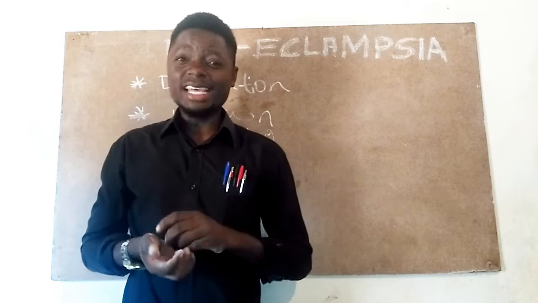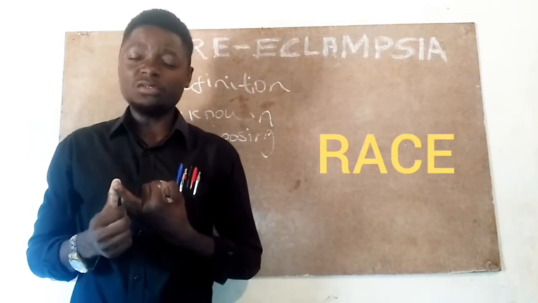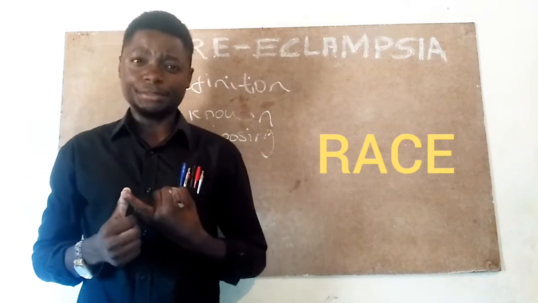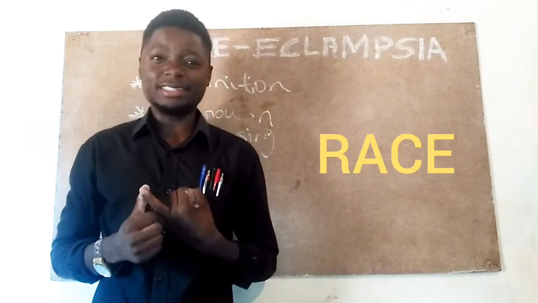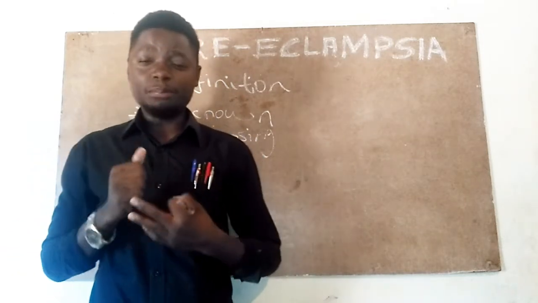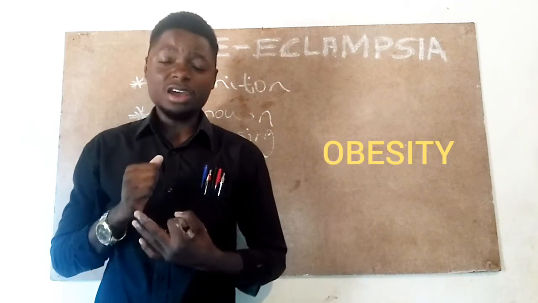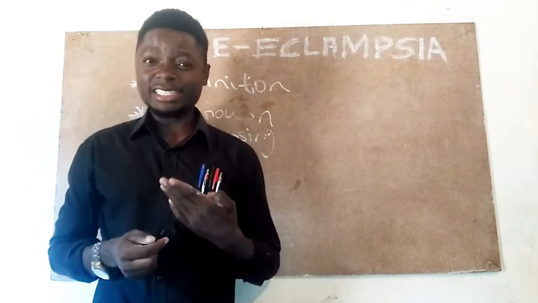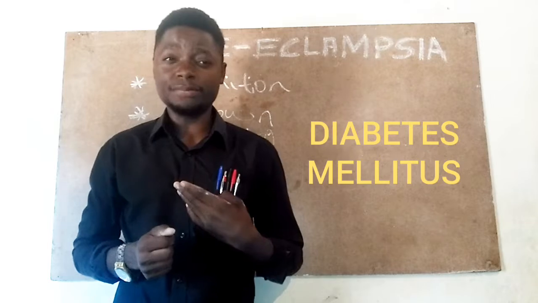The other one is race. Studies show that race is one of the most contributing factors to this type of hypertension. So, for example, the blacks are more predisposed than other races. Obese women are more predisposed to this type of disorder. We talk about conditions such as diabetes, which can also predispose the woman to developing preeclampsia.